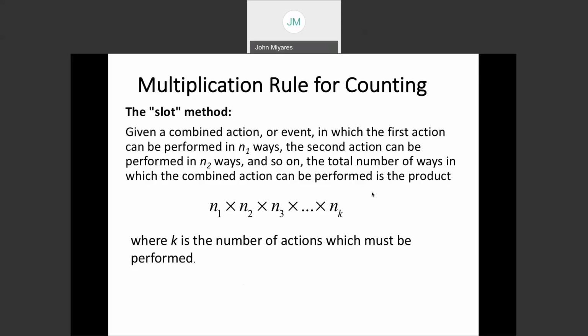What this basically says is that if you're talking about mixing and matching ways of doing things, you can set up slots and fill them in with the number of ways of doing each thing, so long as these are independent events. Then multiply the numbers to get the results.